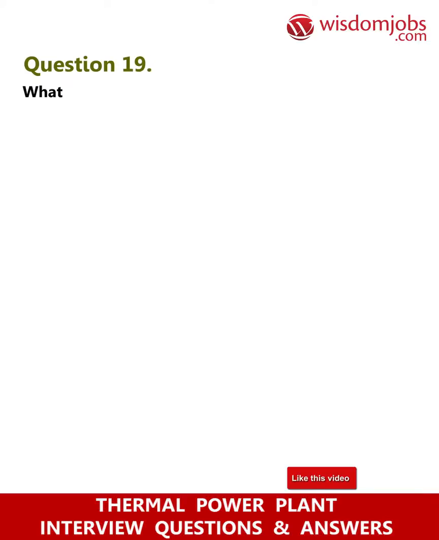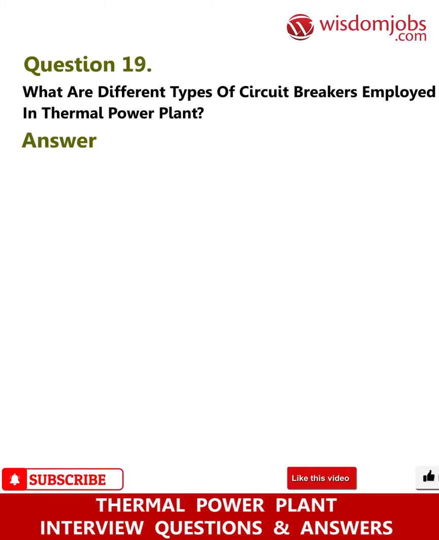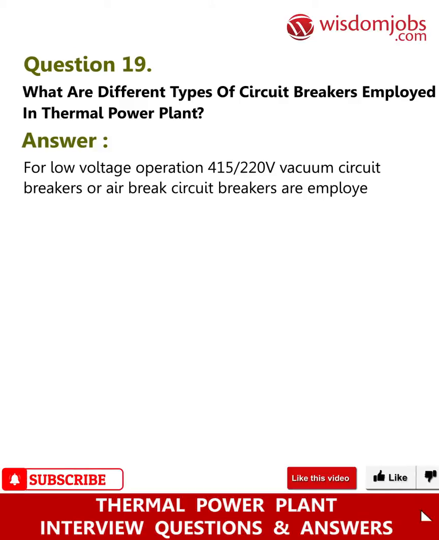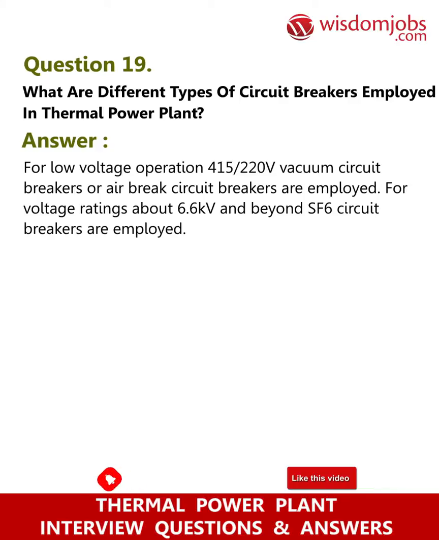Question 19. What are the different types of circuit breakers employed in a thermal power plant? Answer. For low voltage operation, 415/220 volt, vacuum circuit breakers or air break circuit breakers are employed. For voltage ratings of 6.6 kV and beyond, SF6 circuit breakers are employed.